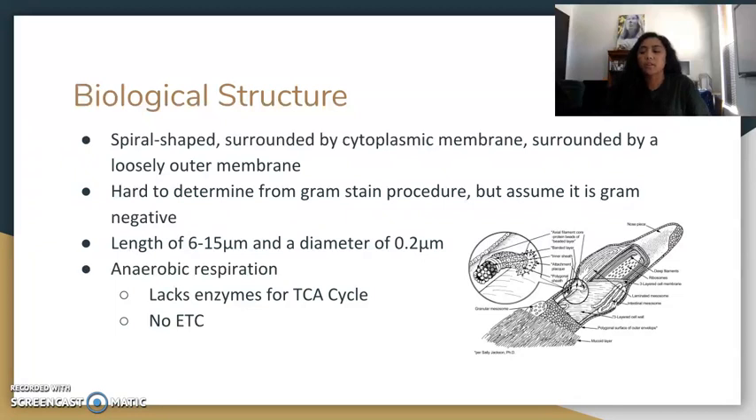This bacteria carries out anaerobic respiration because it lacks enzymes for the tricarboxylic acid cycle, and there is no electron transport chain. So it depends heavily on the host and glycolysis to carry out its functions and to produce ATP. It also consists of endoflagella to help it have a corkscrew-like motility.